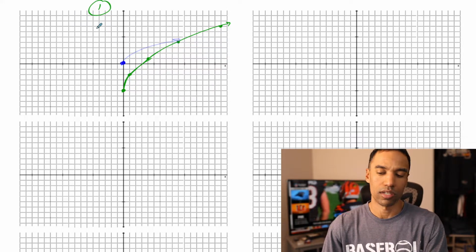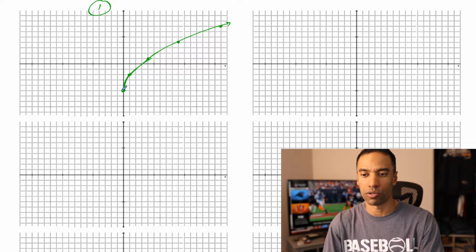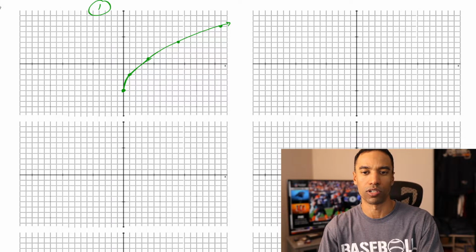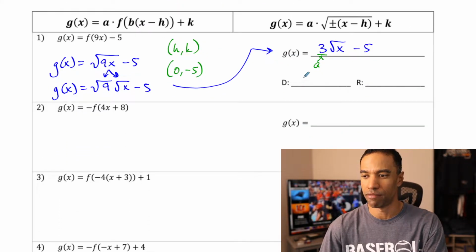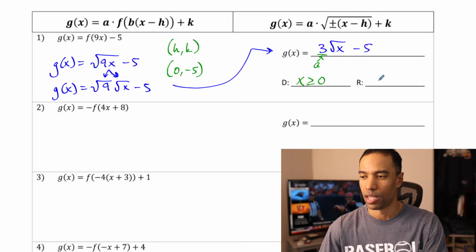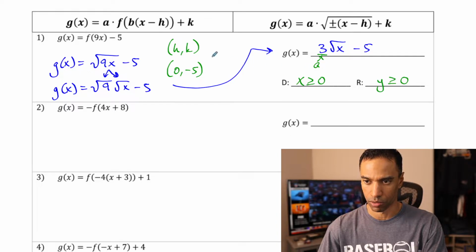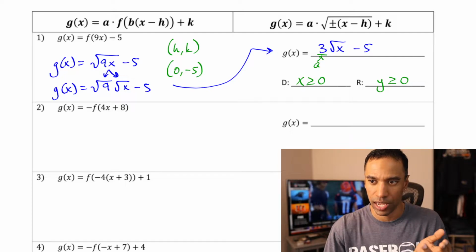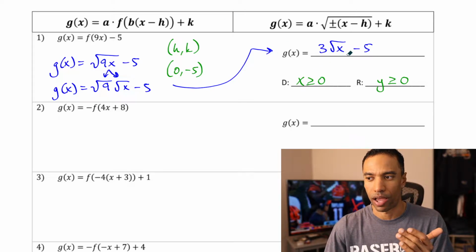Now, you can see this right here as well. It goes from 0 on x to the right and from -5 on y upward. So we could easily say that the domain of this is x has to be greater than or equal to 0, and range y has to be greater than or equal to -5, or f of x, g of x, I should say. That being said, how can you come up with them without the graph?